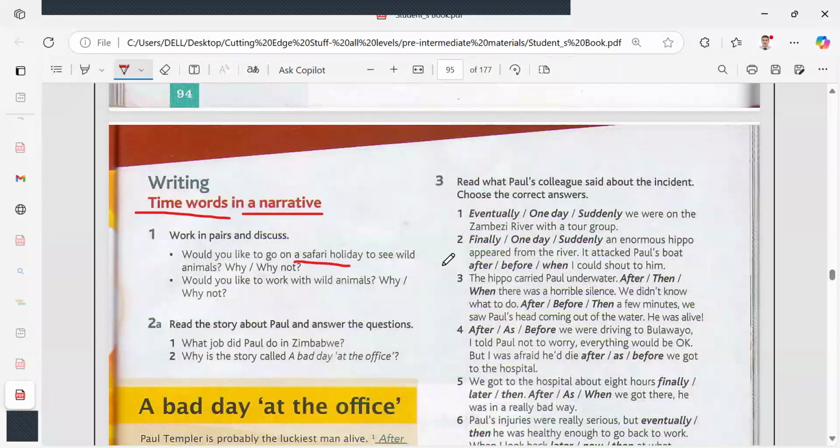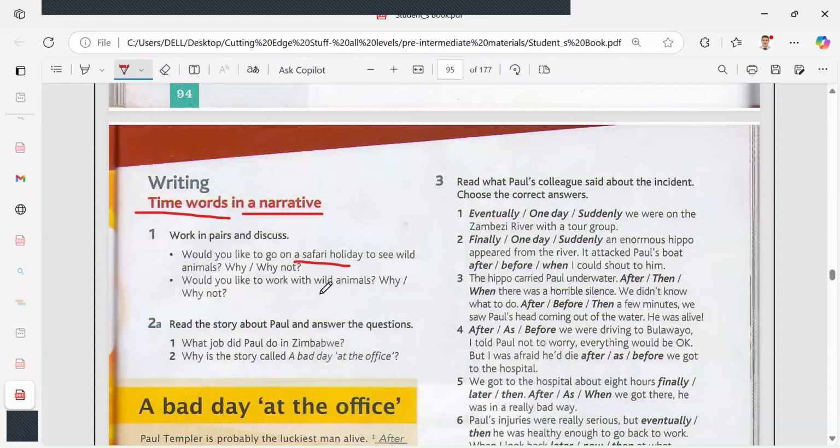No. Why not? Are you scared of wild animals? No, not scared, but actually I don't like them. You don't like these places. Okay, these places.